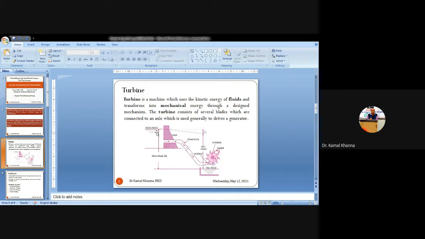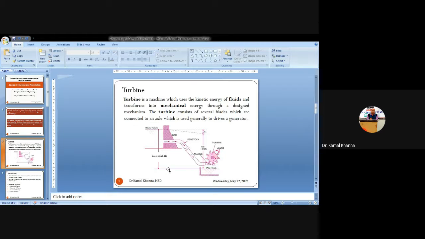So the turbine is basically a machine which is using the kinetic energy of the fluids and transforming that kinetic energy, that is in the form of hydraulic energy, into mechanical energy through this mechanism. As you can see, a number of blades or vanes are installed on the rotor of the turbine, and it is used to produce mechanical energy. As soon as the water strikes the vanes of the turbine, it starts rotating, and it will generate mechanical energy. Then that mechanical energy is used to convert into electrical energy with the help of the generator or the dynamo that is installed at the end of the turbine.